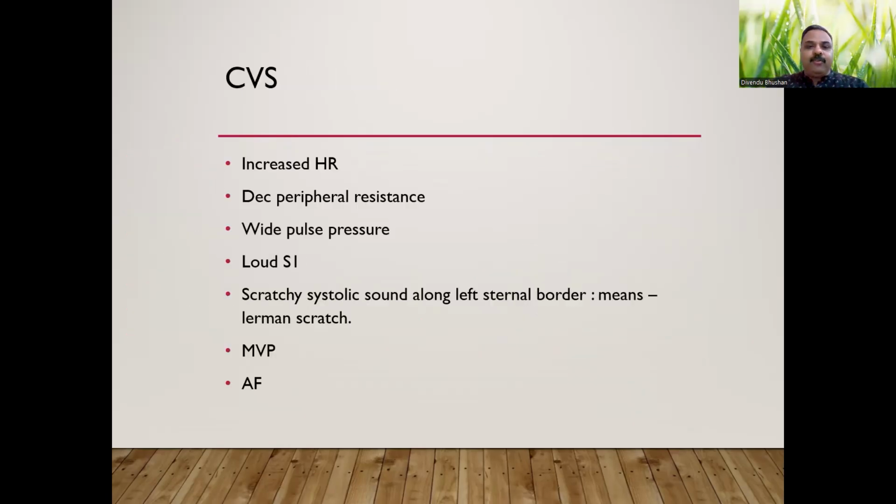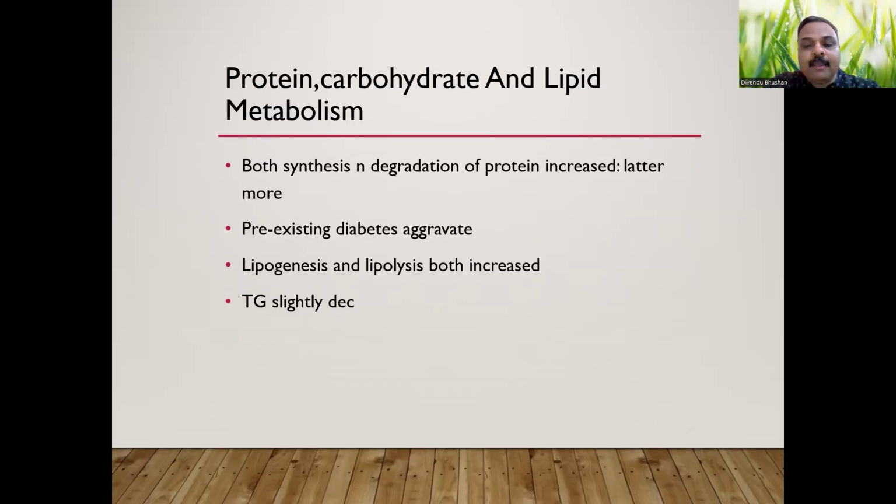Now the systemic effects of increased thyroid hormone. It increases the heart rate and decreases the peripheral resistance, so the pulse pressure becomes wide. There is a loud S1, and we can hear a systolic murmur at the left side of the chest, called the Means-Lerman scratch. There can be mitral valve prolapse associated with this, and atrial fibrillation.